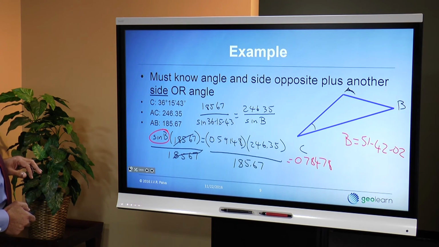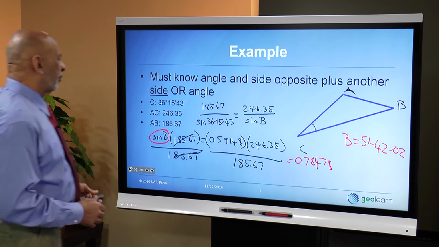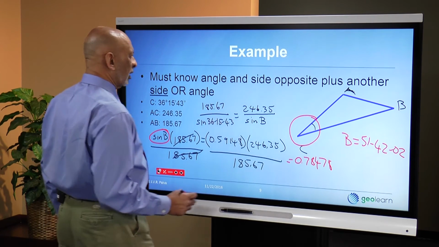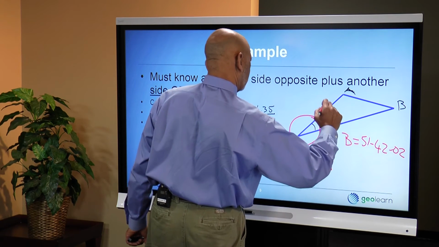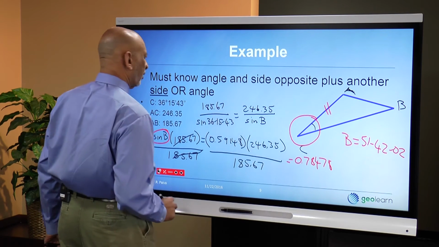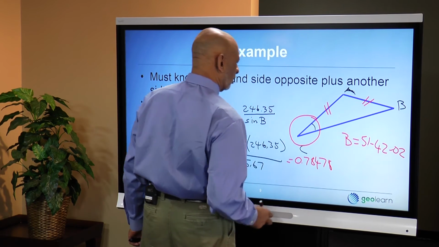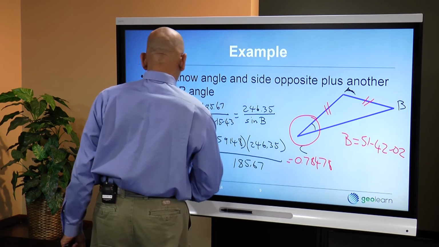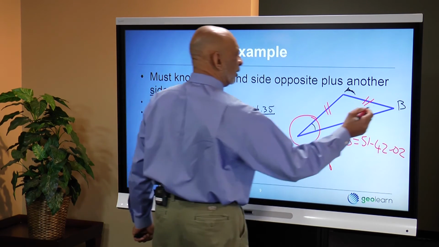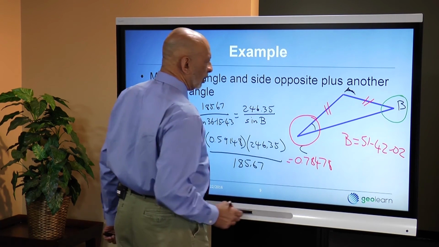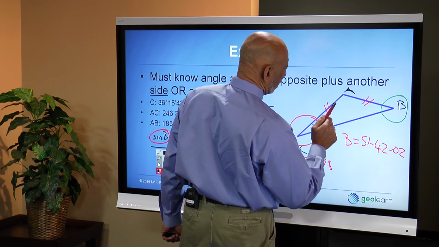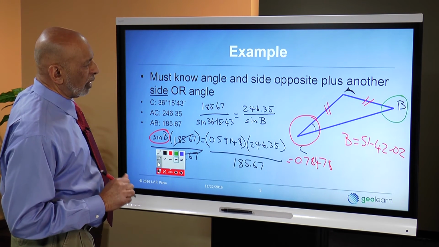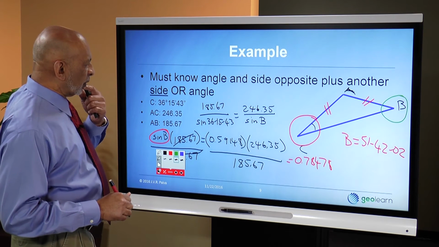By the way, these were your givens. You were given angle C, you were given side AC, which is this one here, and you're given side AB, which is this one here. From doing this calculation, you've now been able to solve for angle B. So you still don't know angle A, and you don't know side BC. But hopefully you see that you can now calculate it in a number of different ways.